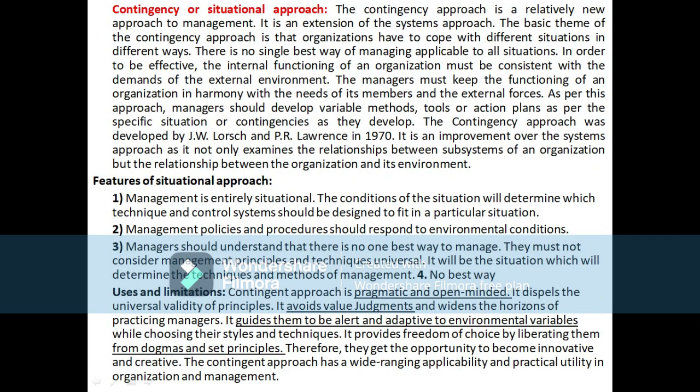Now the next aspect, which is the contingency or situational approach. We'll see this in the next episode.